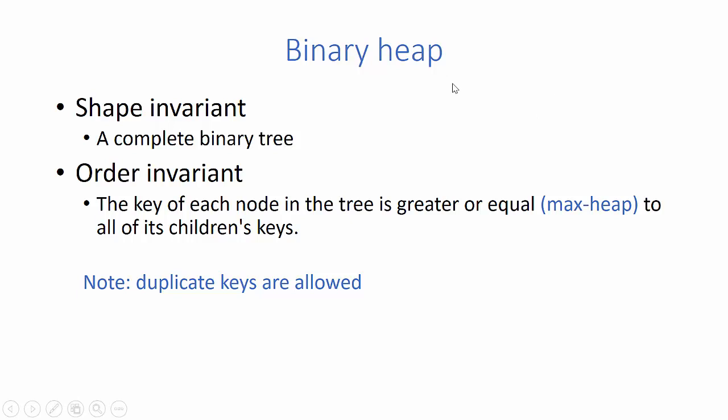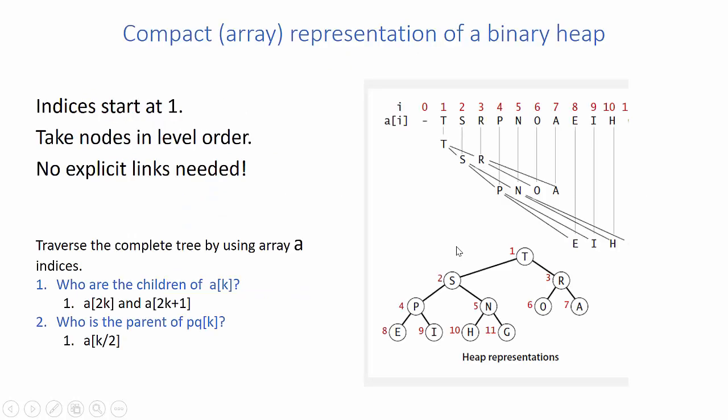There are a few things that we will define. We will define a structure called a binary heap, which has two invariants that need to be satisfied. One is the shape invariant: it has to be a complete binary tree. And it must have some order. So in the case of max heap, we'll say for each node, the key is greater or equal to the children's keys. We will allow duplicate keys, unlike binary search tree.